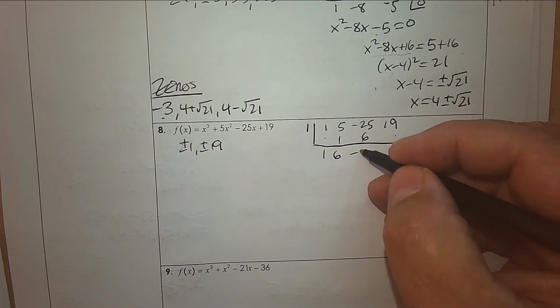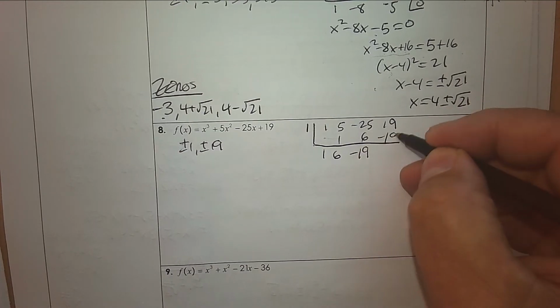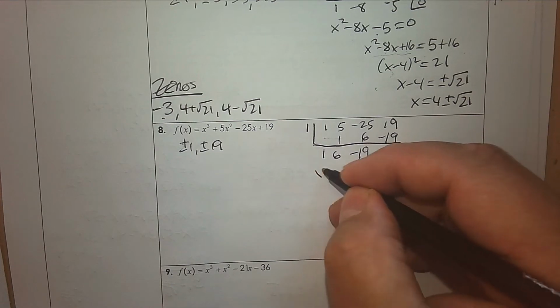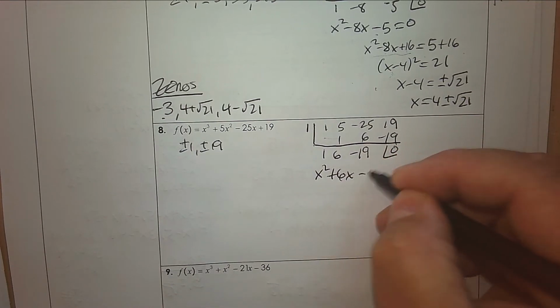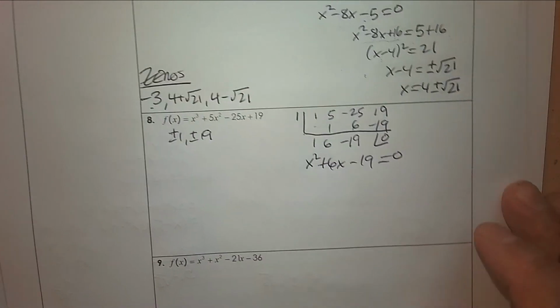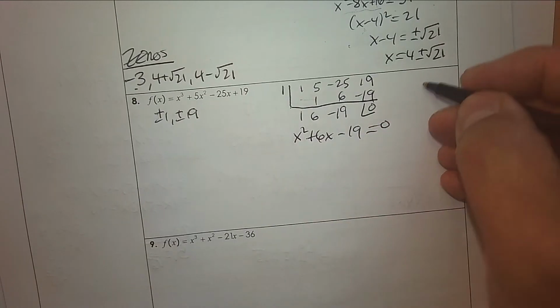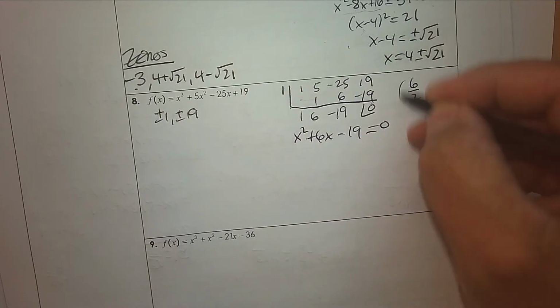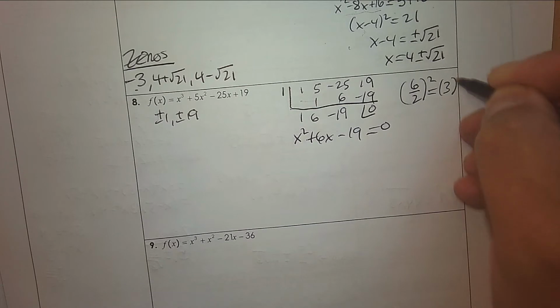What is that? 19. And then what's left over is x squared plus 6x take away 19. Not factorable, so I'm going to solve it by completing the square. What's b? 6 divided by 2 and square it. So that number is 9.